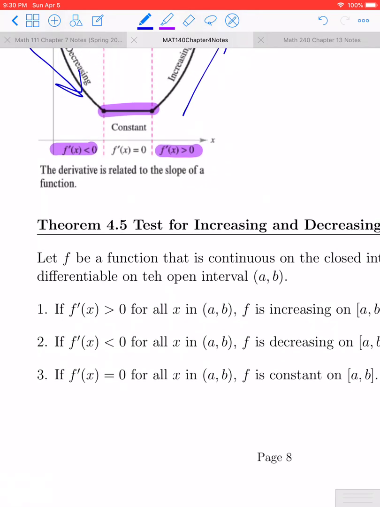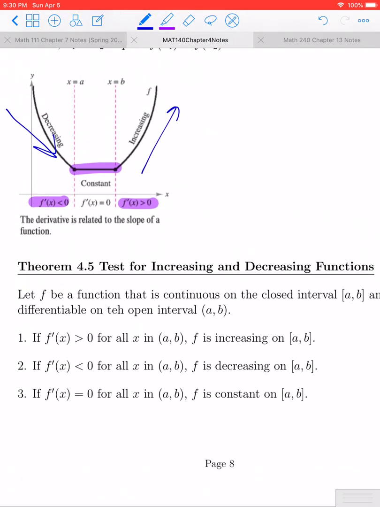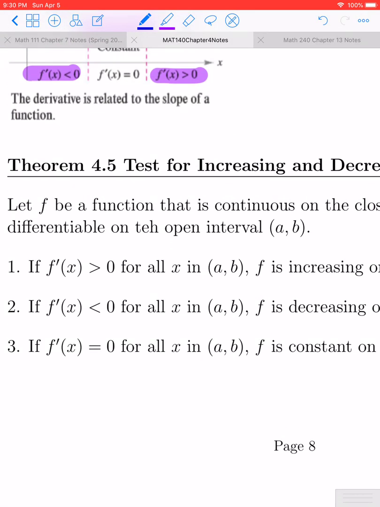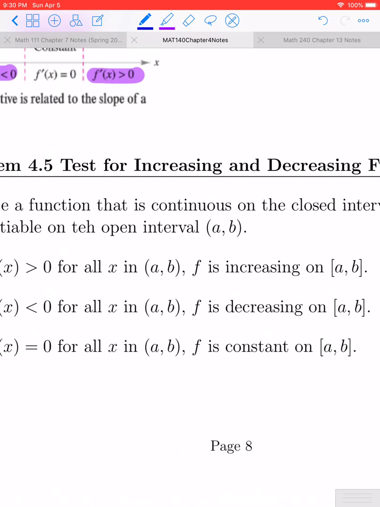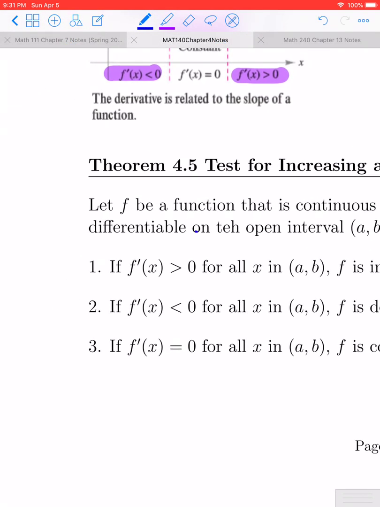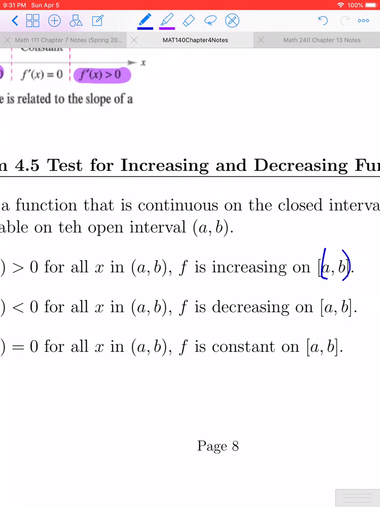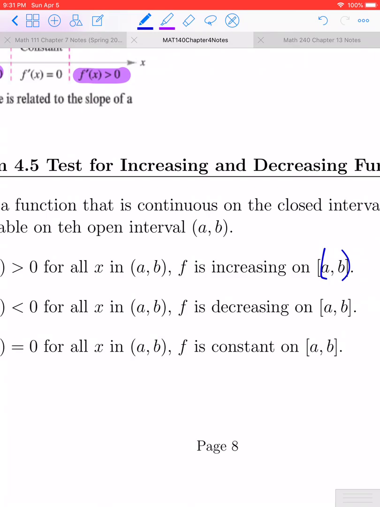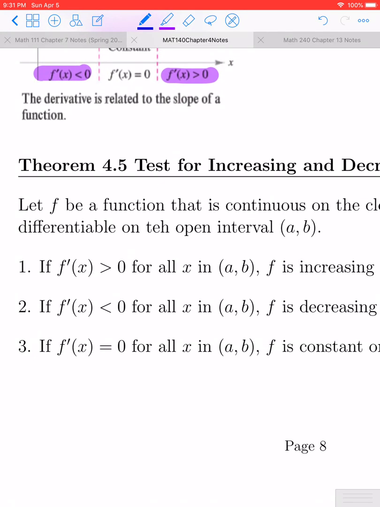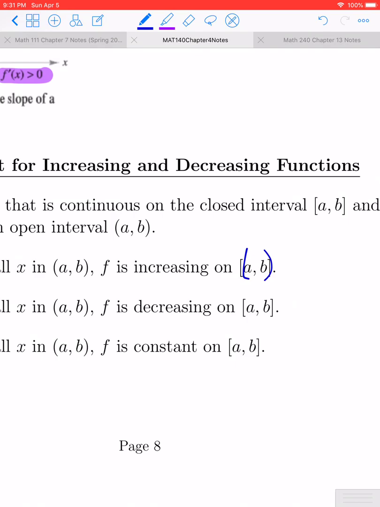This brings us to theorem 4.5, the test for increasing and decreasing functions. Let f be a function that is continuous on the closed interval and differentiable on the open interval a to b. If the derivative is greater than 0 for all x in the interval a to b, then f is increasing on the closed interval a to b. Technically, it probably should be an open interval here. If f prime of x is less than 0 for all x in a to b, then f is decreasing on a to b. And if f prime of x is equal to 0 for all x in a to b, then f is constant on the interval a to b.